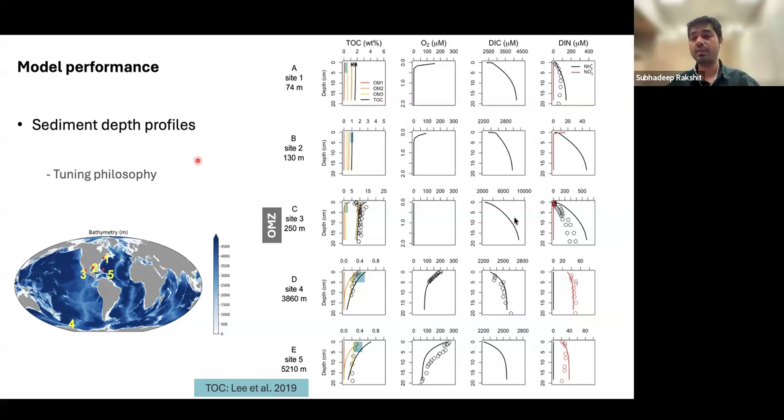Yes, so that was handled by the porosity. With porosity, we are imposing a machine learning generated porosity map of the global seafloor, which should give a proper estimate of the porosity at that location.